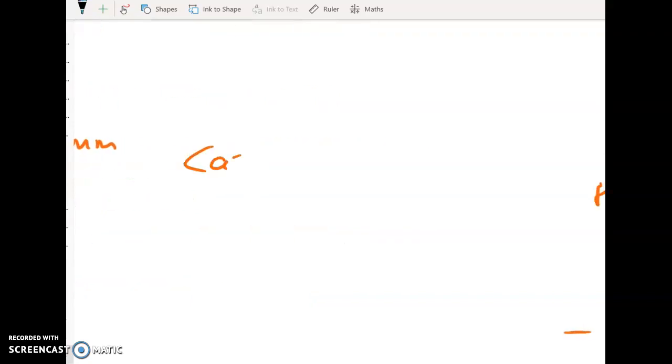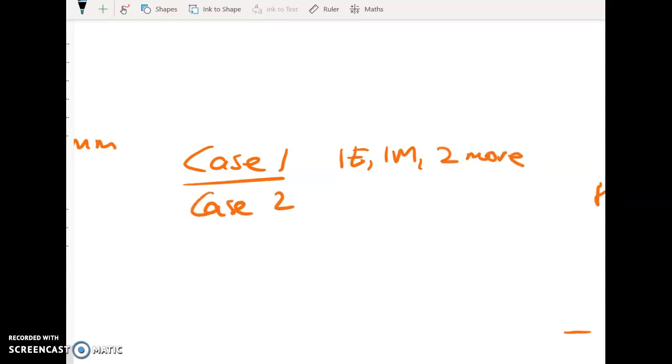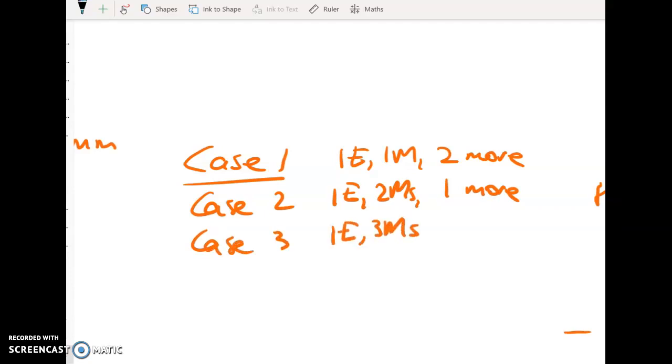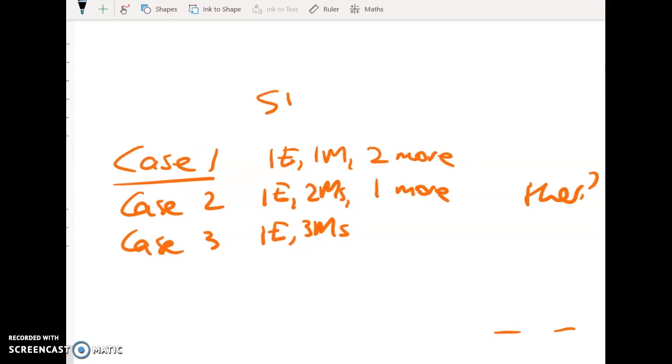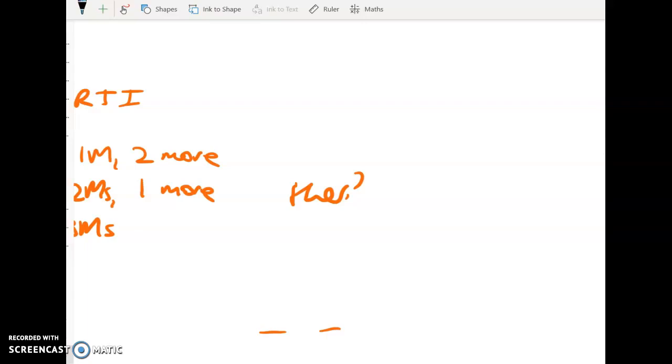So case 1 is where I have one E and I have one M and then I have 2 more. Case 2 is where I have one E and I have 2 M's and then I have 1 more. And case 3, which is the easiest, is where I have one E and I have all 3 M's. And the 2 more are coming out of the non-E and M letters, which is S-U-R-T-I.